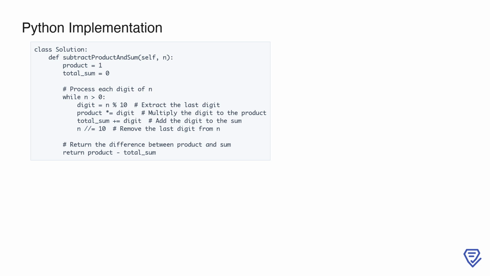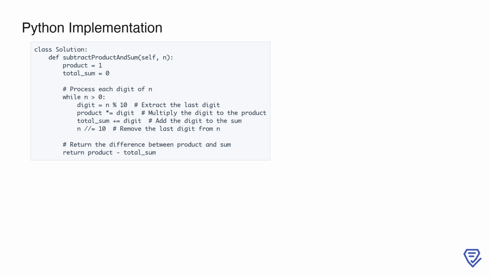This approach ensures that the solution runs efficiently, even for larger values of n. Edge cases such as single-digit numbers are automatically handled, as the loop processes the single digit and returns the correct difference, digit minus digit, which equals 0. The algorithm runs in O(d) time, where d is the number of digits in n, making it very efficient.